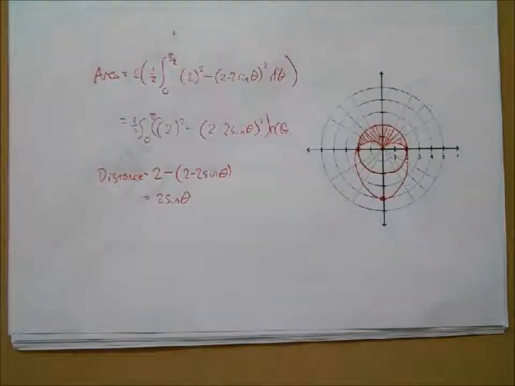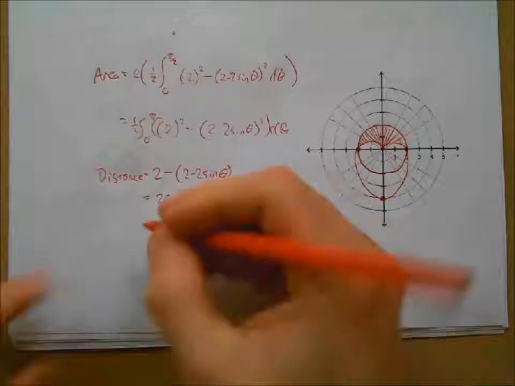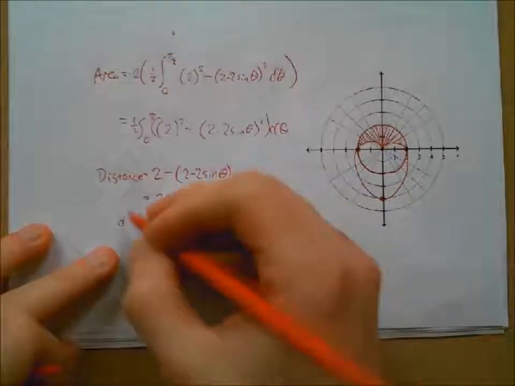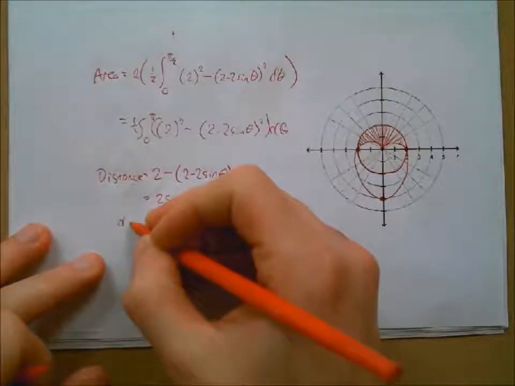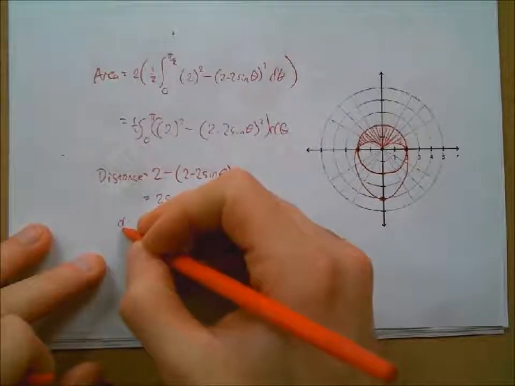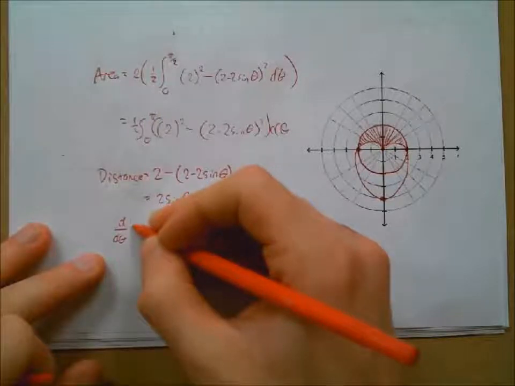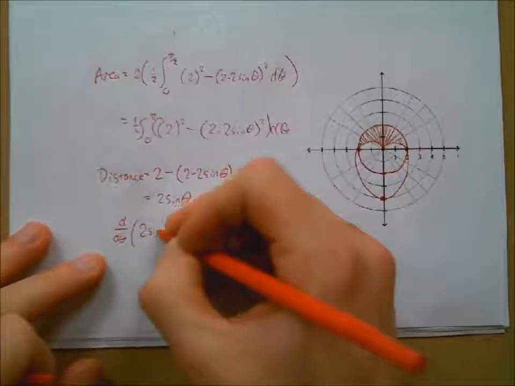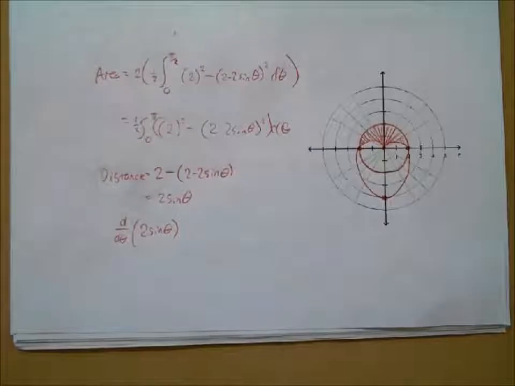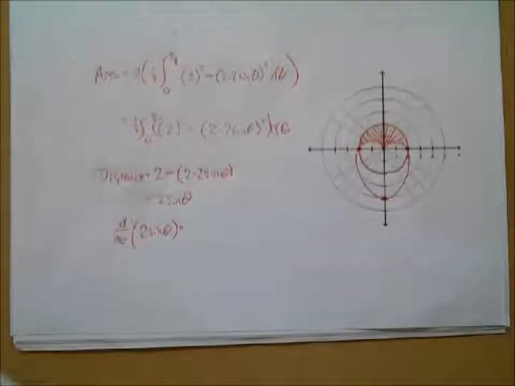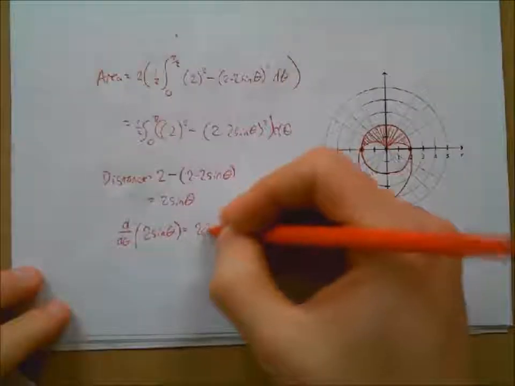But again, we're not interested in the distance at 2π/3. We're interested in the rate of change of the distance at 2π/3. So now what should we do? Take the derivative, right? So I'll take the derivative with respect to θ of 2 sin θ. Okay? What's the derivative of sine? So yeah, 2 cos θ.